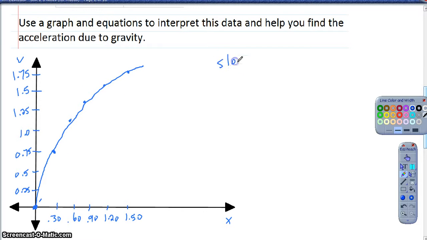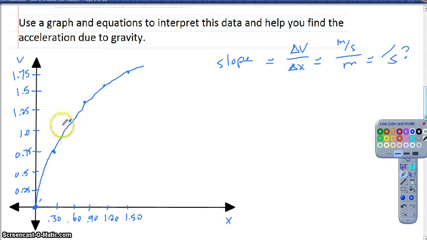Well, this slope would be my change in y, so my change in velocity over my change in x, which would be change in x. So I'd have meters per second divided by meters, which would cancel out the meters. I'd end up with per seconds. So what does this slope actually mean? Well, per seconds are actually what we measure as hertz. It's a measurement of frequency, but that doesn't really make a whole lot of sense in any type of motion that's not periodic. So the slope for this graph has no meaning. So this graph doesn't really make sense to represent our data because it's not showing me anything meaningful.